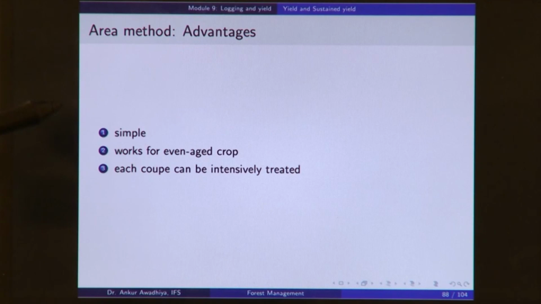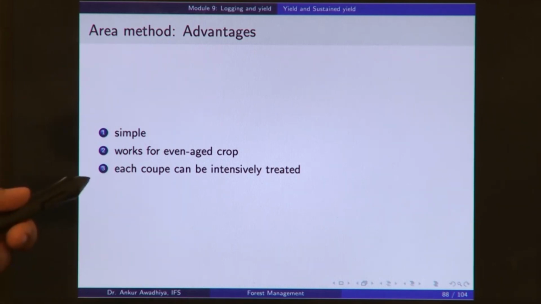Now, a very clear advantage of this method is that it is very simple, because you just divide the area by the number of years in rotation and you get the area that needs to be felled every year. It works for an even aged crop, and most of our landlords in Europe in the 17th and 18th centuries preferred even aged crops, because those were not the days of biodiversity, those were the beginning of the days of production forestry.